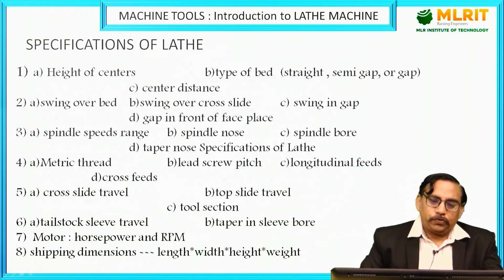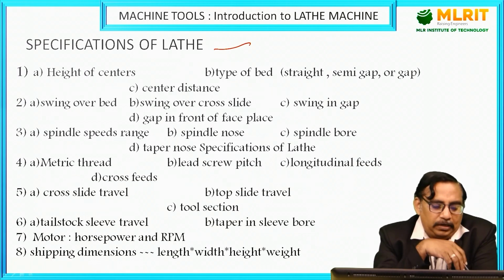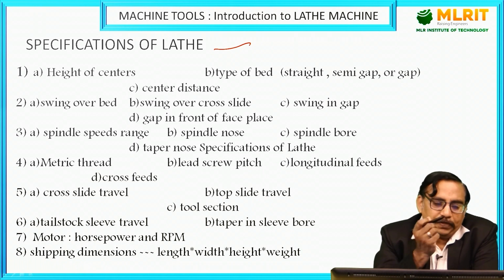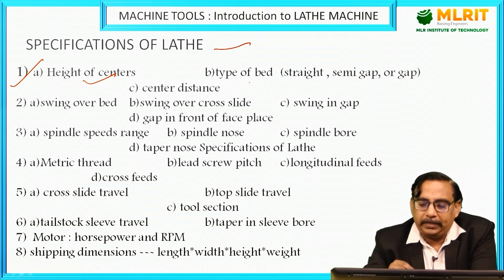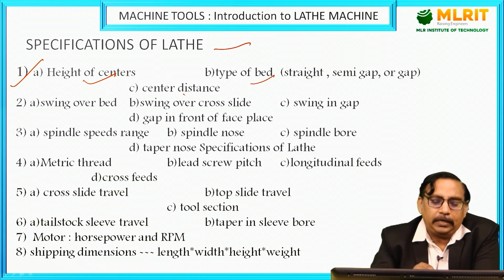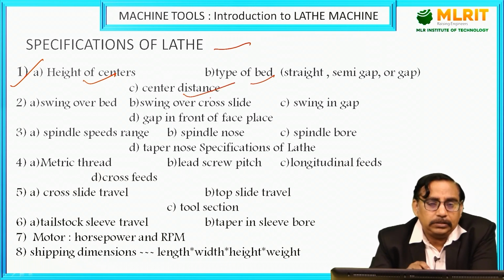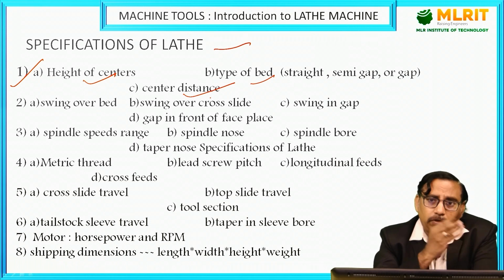So coming to the specifications of lathe. There are 8 to 9 types of specifications, where the first specification is according to the height of centers, then bed type, that is straight or semi gap, then the center distance. Center distance in the sense it is live center and dead center, that is headstock and tailstock.